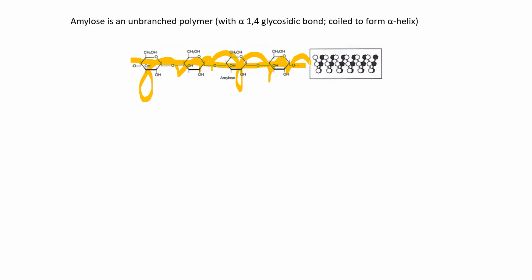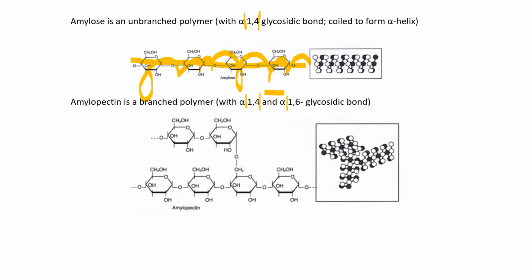Now amylopectin is a branched polymer with alpha 1,4 and alpha 1,6 glycosidic bonds. Now class, there is a dash here. I think there's a typing error here. There's a dash here, and this should be a dash here, another dash here, and then glycosidic bond here, right? And there should be a dash here as well. Can you see the difference between an amylose and an amylopectin?